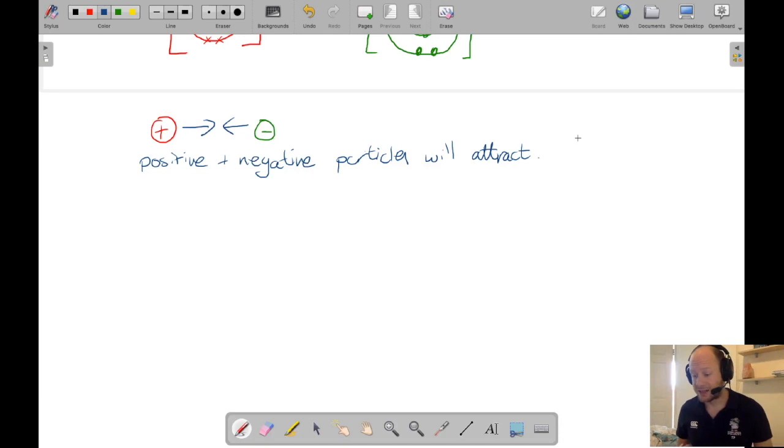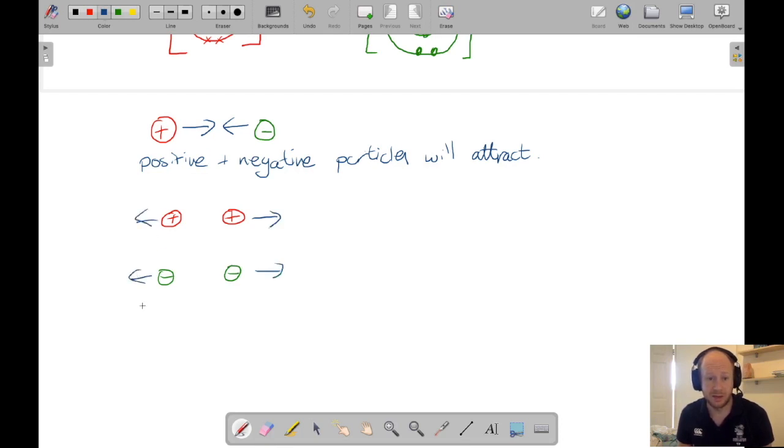Now, because they're attracting, they're going to be very, very strongly stuck together. But you may also know that positive and positive, or negative and negative, will repel away from each other. They do not want to be anywhere near each other. Same charges will repel each other.